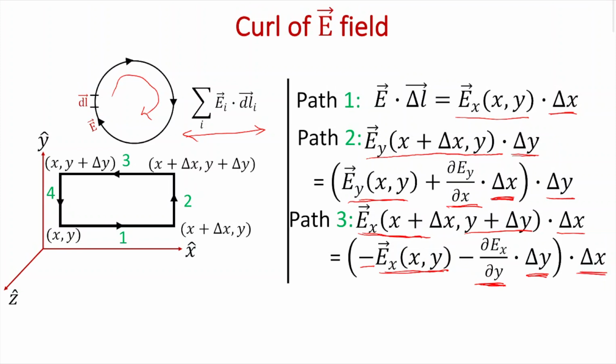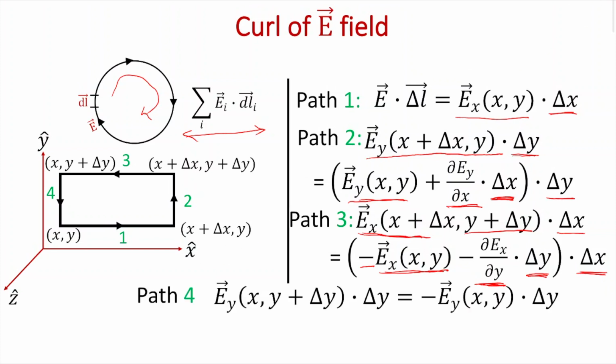Similarly, we can calculate the E dot dl for path 4, which is Ey at x comma y plus dy dot product with dy. This is equal to Ey at x comma y, and obviously there is a negative sign because we are going in the minus y direction, and then we multiply by the distance, which is delta y.